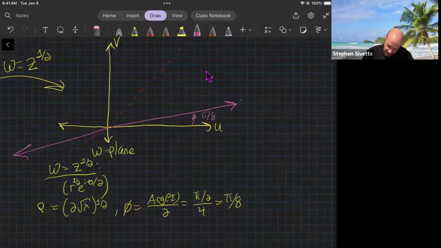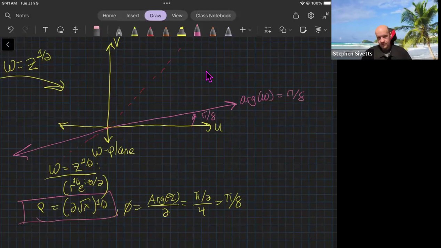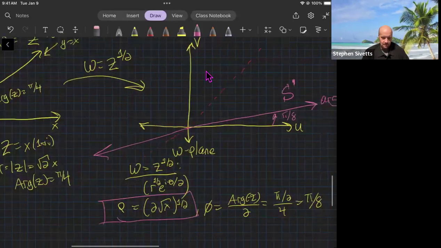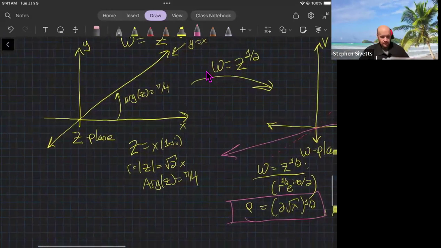So this is the line where the argument of W is pi over 8. The radius is varied; we can pick any x we want, and it's going to be just a fixed angle, pi over 8. Okay, so this is the image S prime under W equals Z to the 1/2.